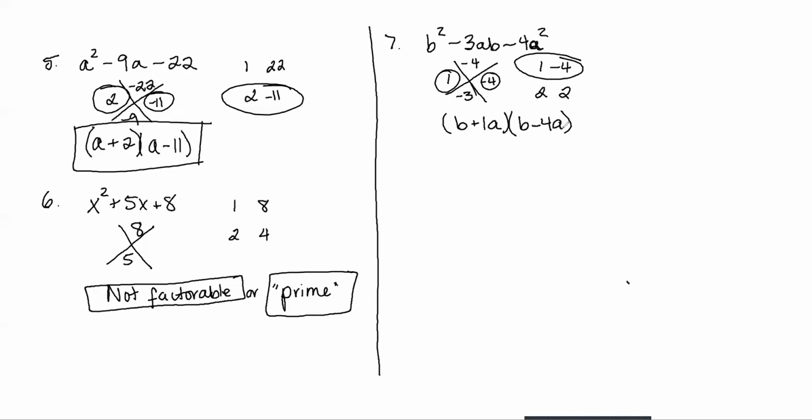So this one's tricky just because of that extra a there. And you might be thinking, well, that gets us an a squared, but what about this ab in the middle? Well, if you think about foiling this, b times b is b squared. B times -4a is -4ab. And the middle terms give us a +1ab. So it does give us what we have up here. Just looks a little bit weirder when you're factoring it out.